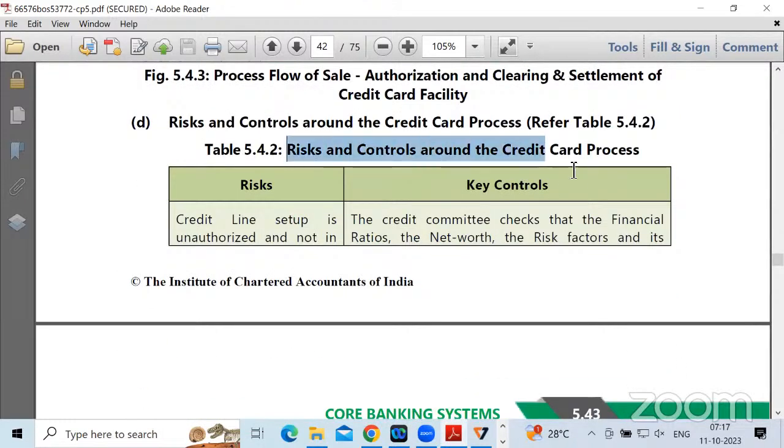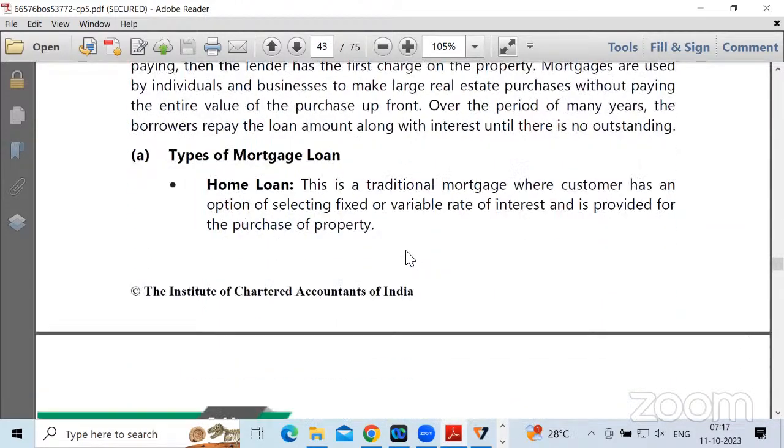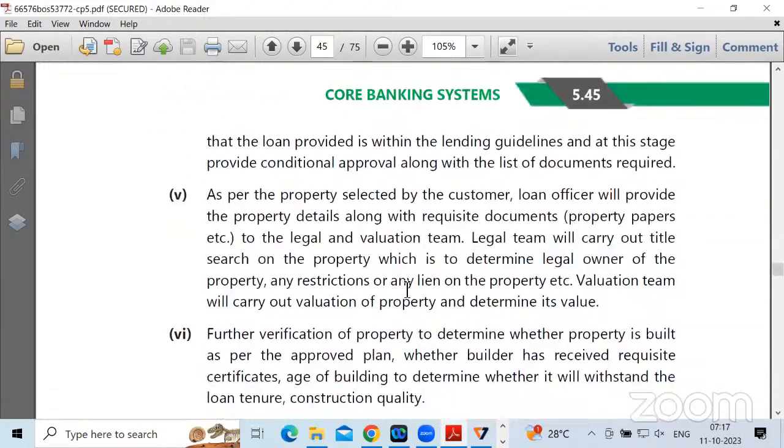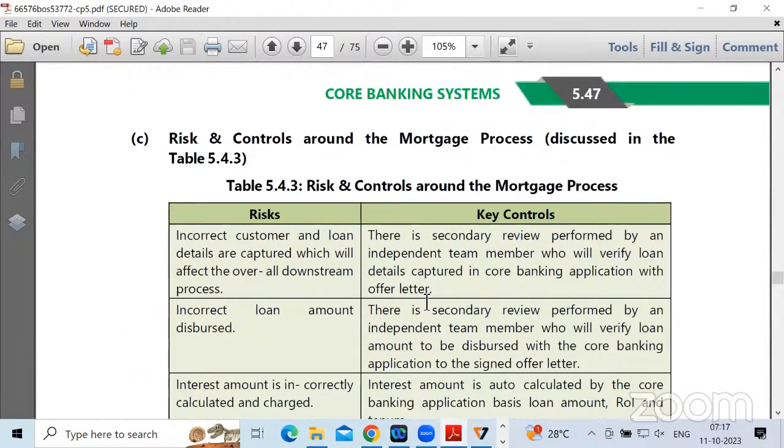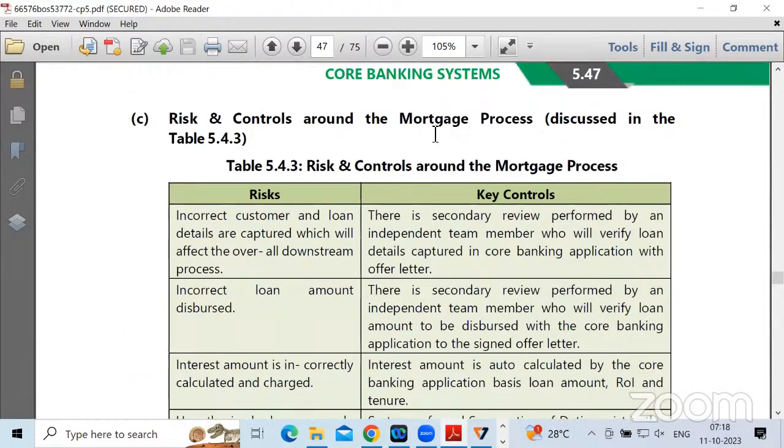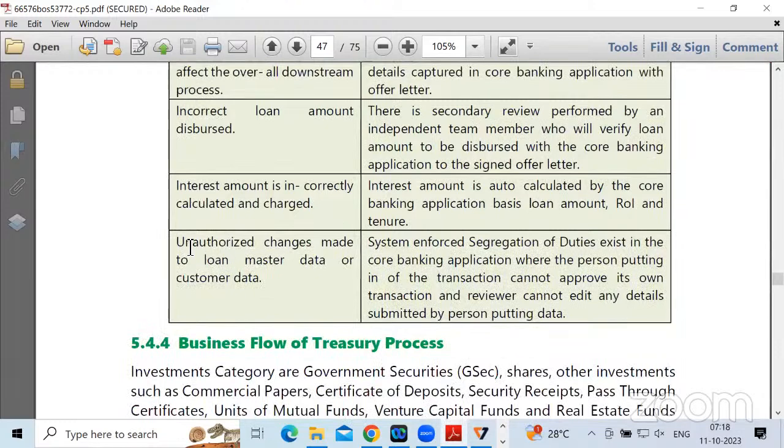See? They explain the risks related to the credit card process. So what are the risks you can guess, and the controls are opposite to that. Similarly in all applications. Seemingly it seems to be difficult, but once you read it, it becomes easy. Similarly, mortgage process, what are the risks, like incorrect loan amount? See, the last one will be the same for each and every risk. Unauthorized changes made to loan master data. The SOD should be existing. So no unauthorized change can happen. Simple answer.